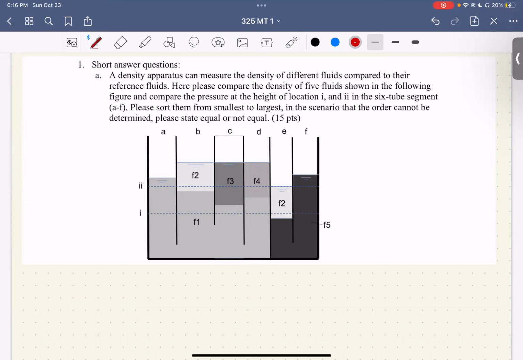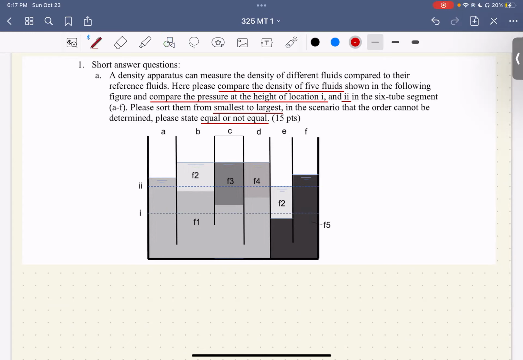First step is always to read through the question and determine what the question is asking for. So we have a density apparatus and it wants us to compare the density of 5 fluids shown in the figure and then compare the pressure at the height of location 1 and also location 2. And it wants us to sort them from smallest to largest. And in the scenario that the order cannot be determined, please state equal or not equal.